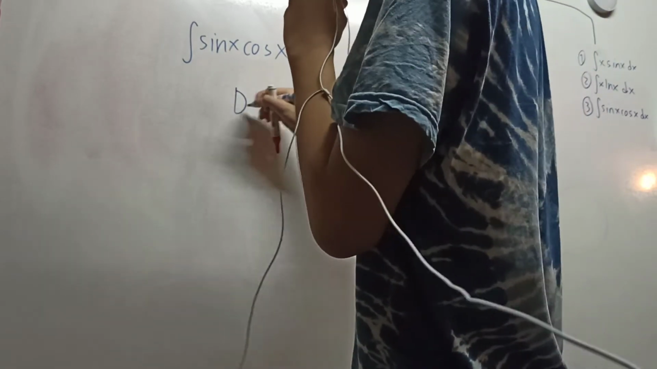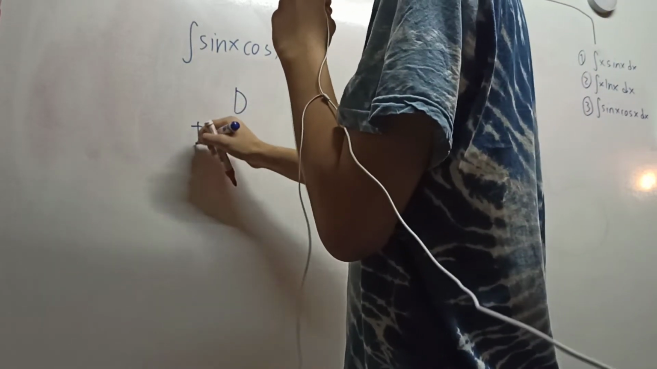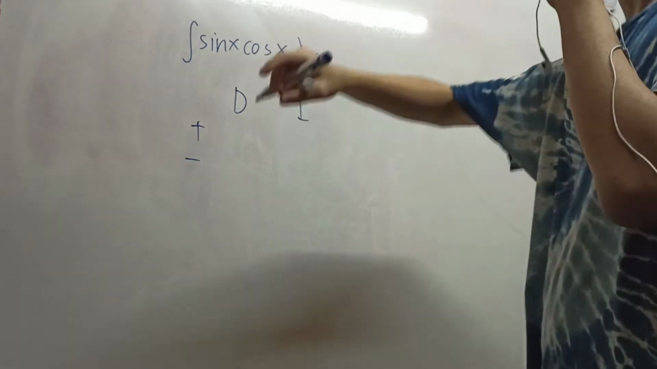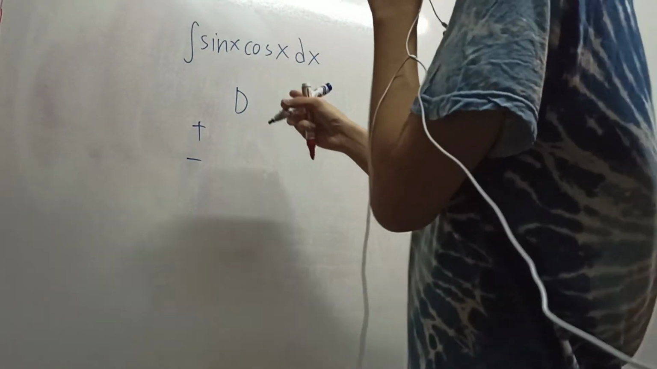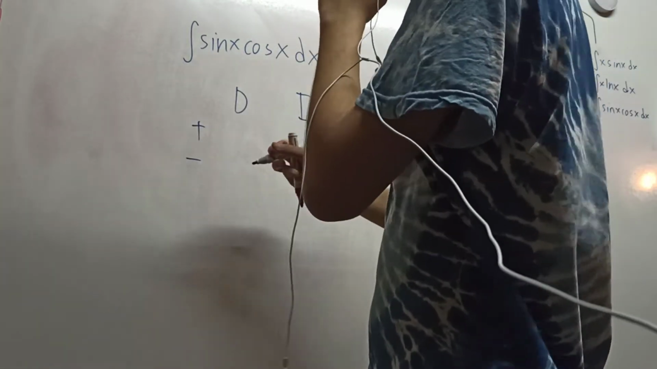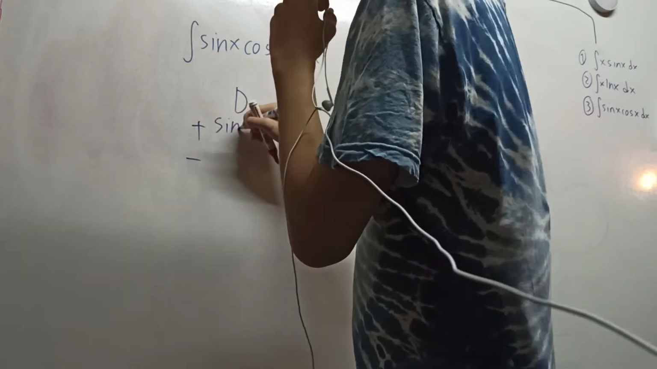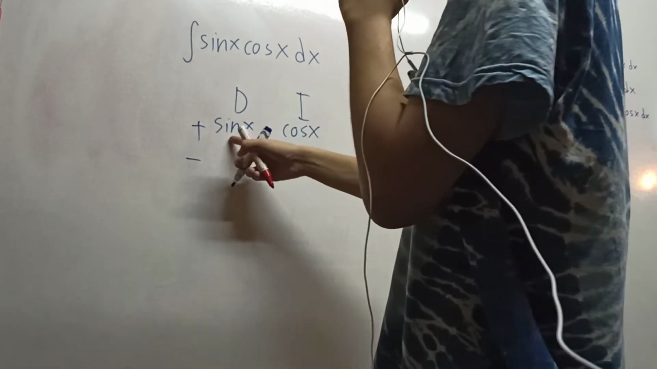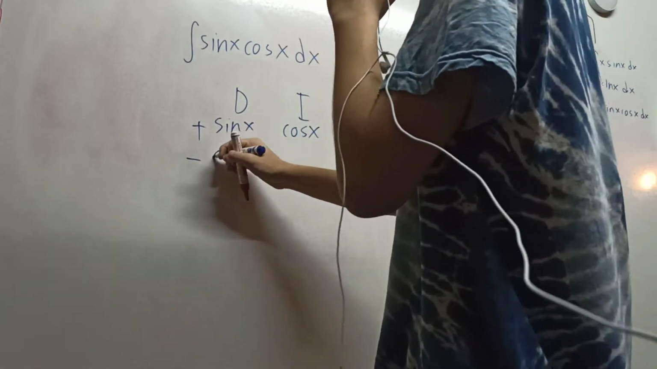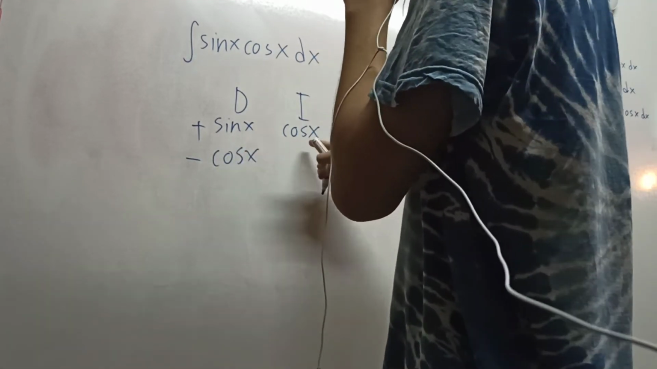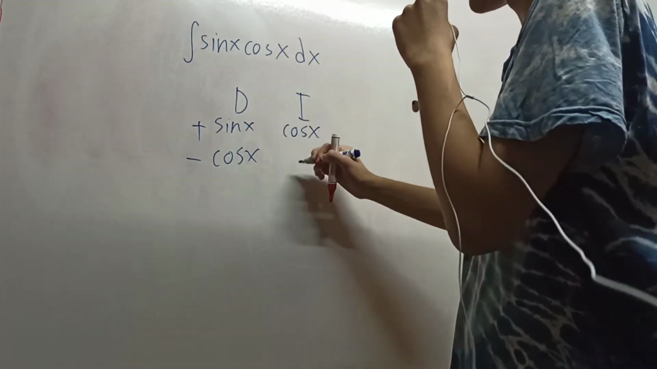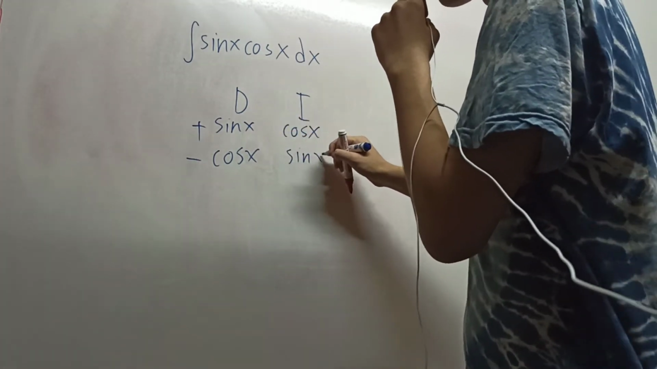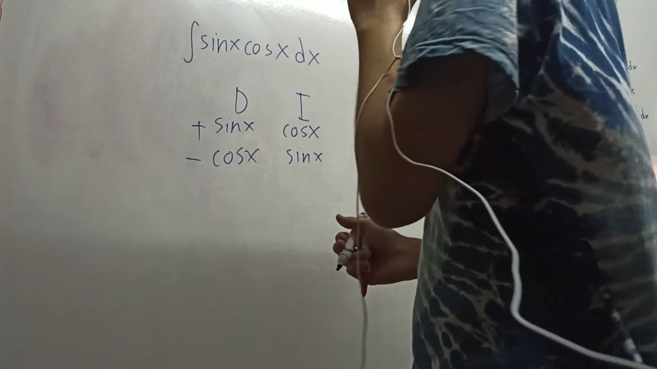Again, let's write the d and then the I and then the plus minus. Which one would we differentiate? Well, let's look here. Let's differentiate sine x. Integrate cosine x. What happens when we differentiate sine x? We get cosine x. What happens if we integrate cosine x? Well, go back to sine x. And now we have to stop.